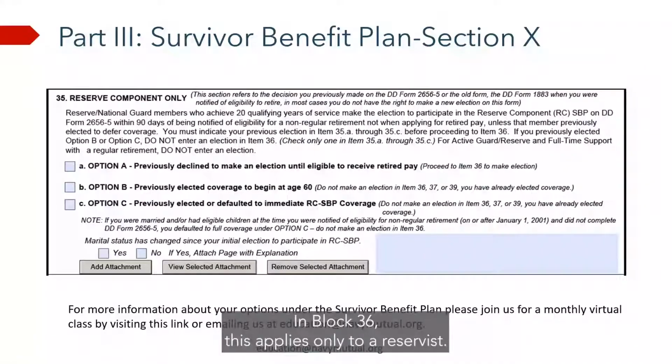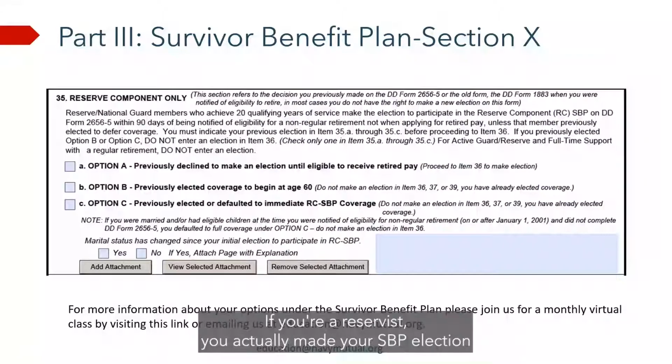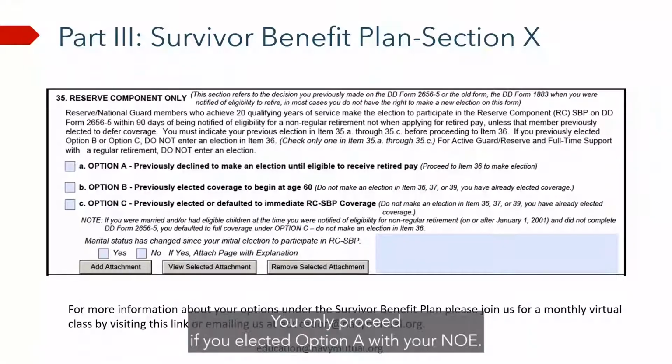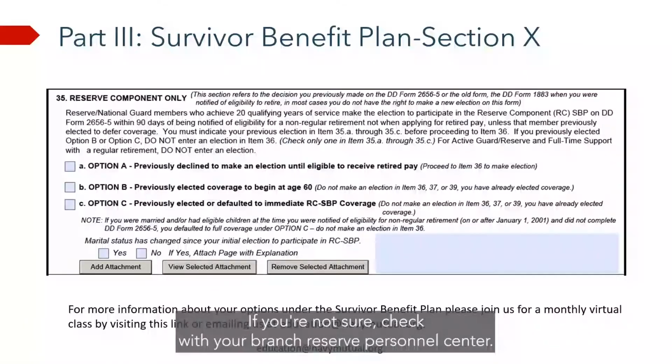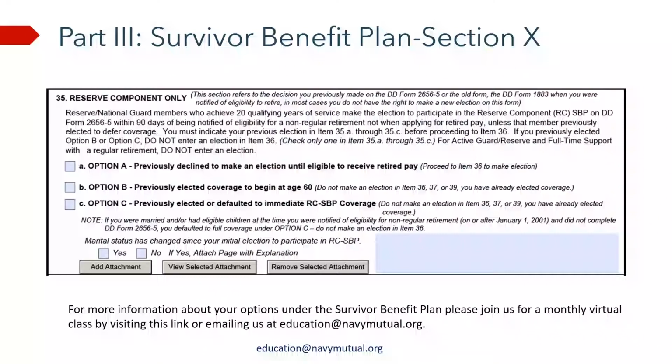In Block 36, this applies only to a reservist. If you're a reservist, you actually made your SBP election when you received your NOE, Notice of Eligibility. You only proceed if you elected option A with your NOE. If you're not sure, check with your branch Reserve Personnel Center.